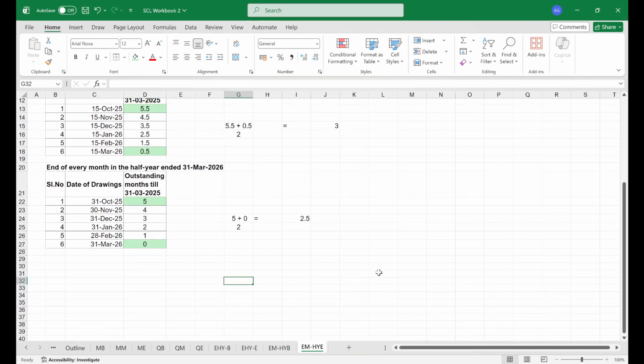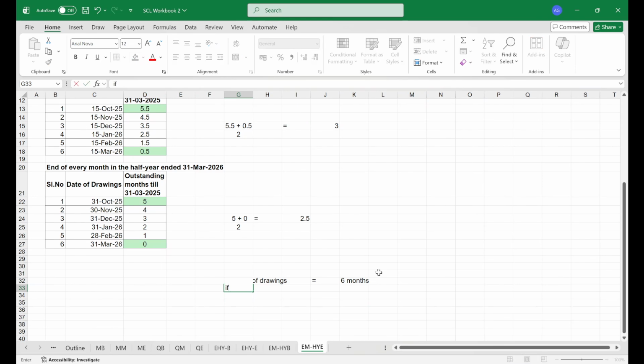2 more scenarios, last scenarios. If the question doesn't say the duration of drawings clearly, then you have to take the average period to be 6 months. Do not forget that the question will say the partner withdrew 1 lakh during the year. It will not say at what date, beginning, monthly or end of quarter or half yearly drawings. It won't say. If the question doesn't say the duration of drawings, the average period is 6 months.